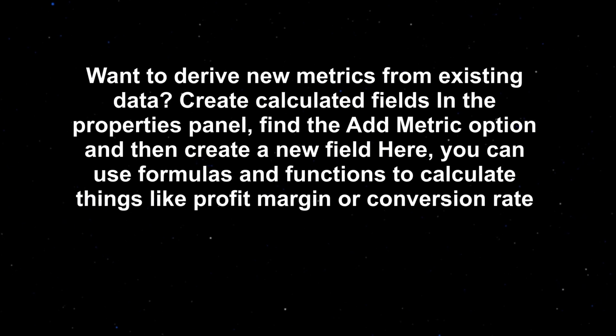Want to derive new metrics from existing data? Create calculated fields. In the Properties panel, find the Add Metric option and then create a new field. Here, you can use formulas and functions to calculate things like profit margin or conversion rate.